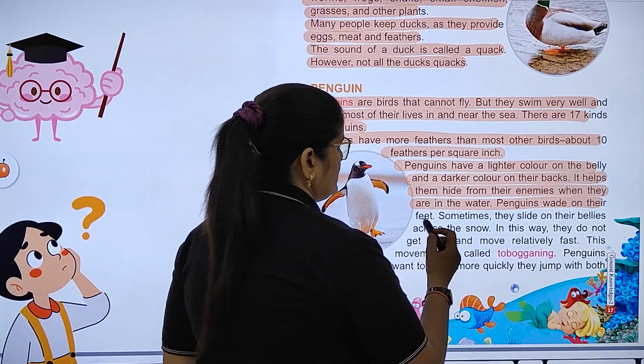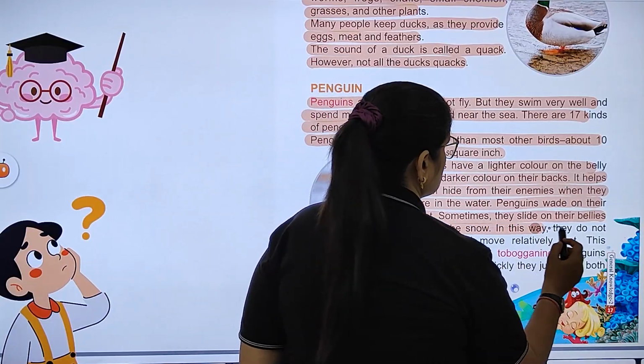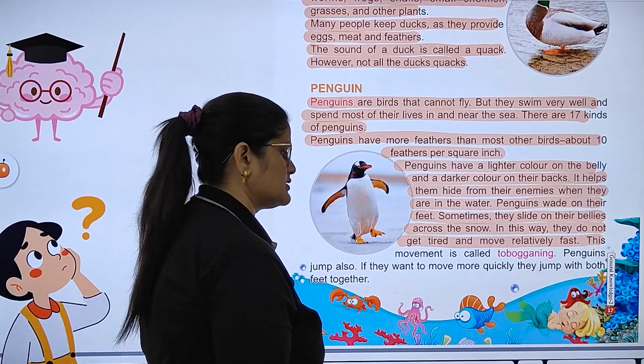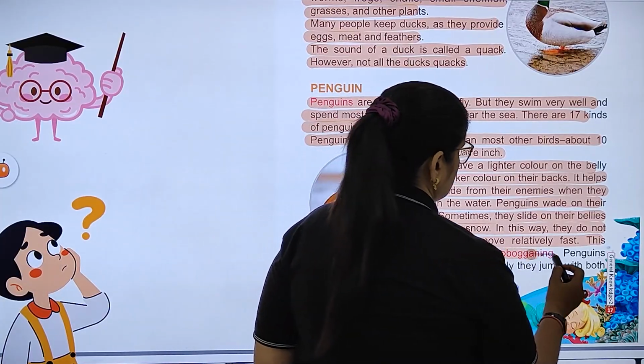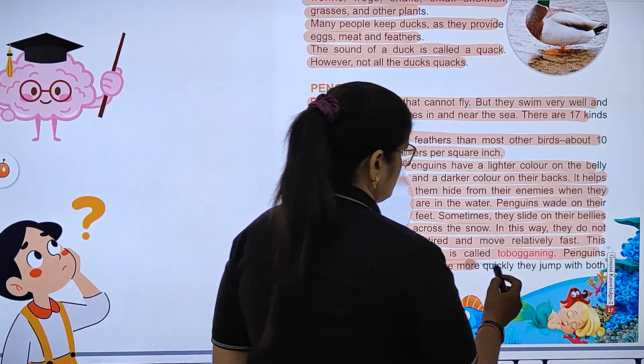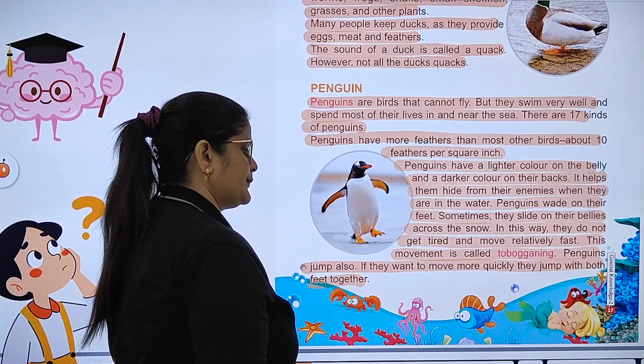Penguins wade on their feet. Sometimes they slide on their bellies across the snow. In this way, they do not get tired and move relatively fast. This movement is called tobogging. Penguins also jump if they want to move more quickly. They jump with both feet together.